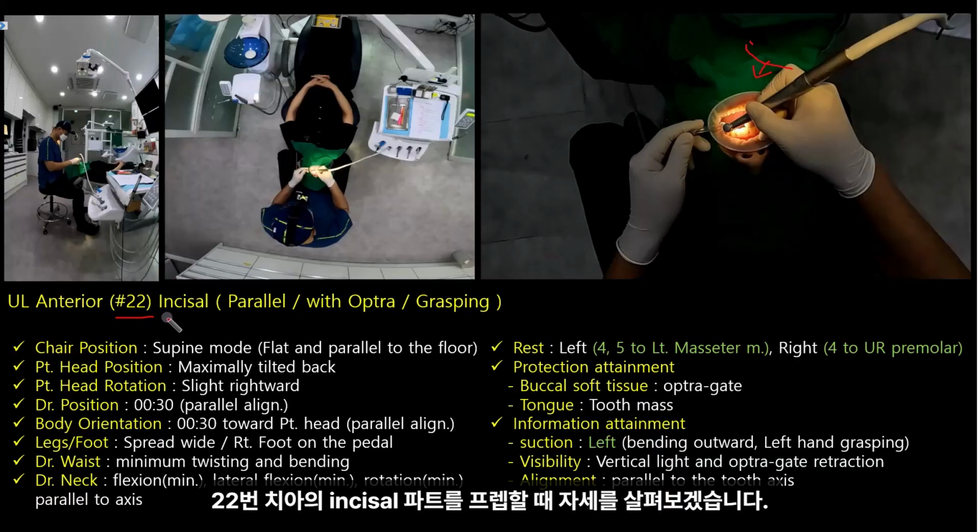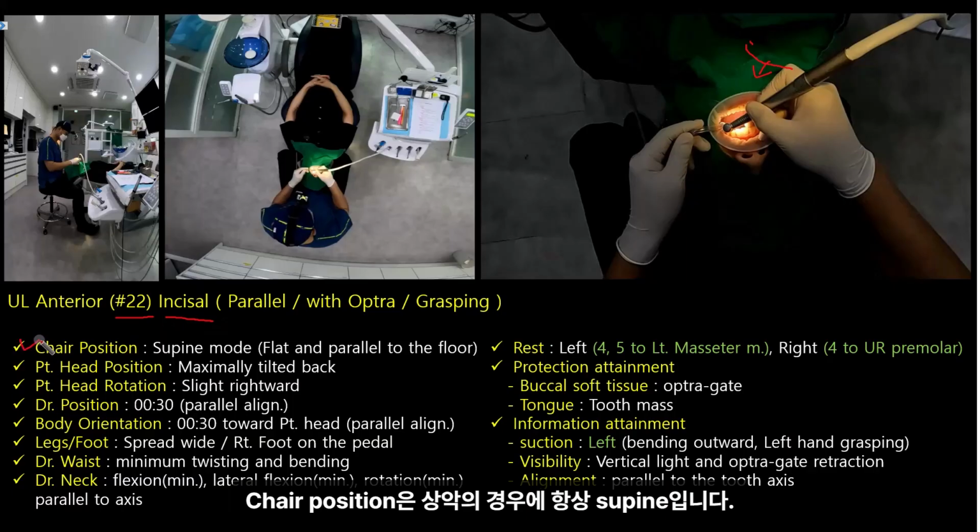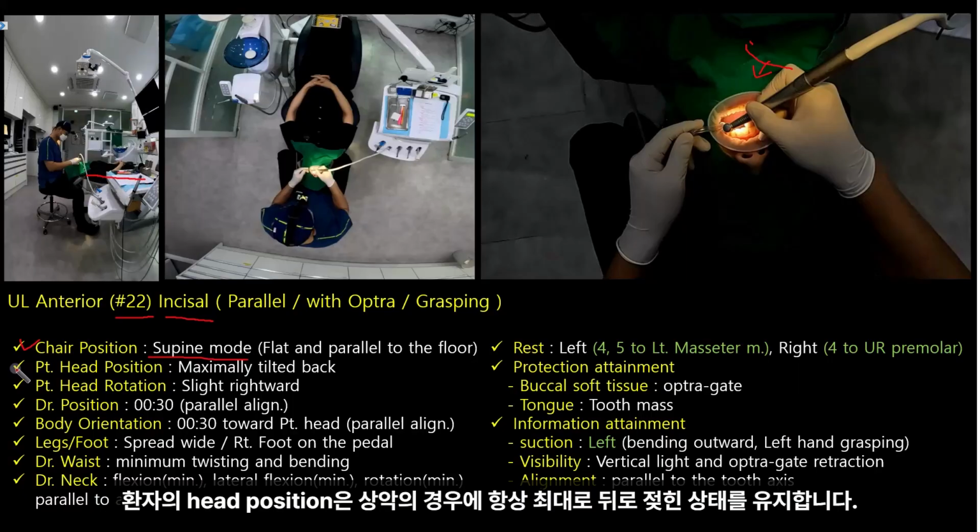Let's examine the optimal posture when prepping the incisal portion of tooth number 22. Specifically for the maxilla, the chair's position is always adjusted and set to the supine mode. Maintain the chair's inclination parallel to the floor. In cases involving the maxillary arch, the patient's head position should always be maintained in a maximum reclined state. Tilt it back as far as possible like this.